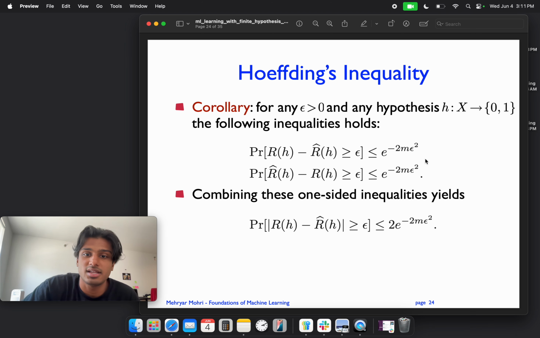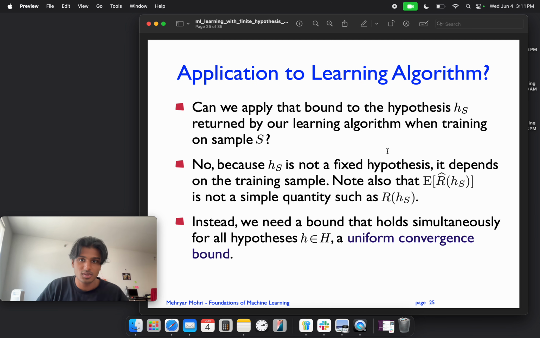And now you can see it's pretty easy. If we had the empirical error, then we can comment on the real risk based on Hoeffding's inequality. But how do we do that? The first question is, how do we apply it to the learning algorithm? Can we apply that bound to the hypothesis h_S returned by our learning algorithm when training on sample S? No, because h_S is not a fixed hypothesis. It depends on the training sample. If you change S to some other sample, your hypothesis can be completely different, and therefore its bounds could be completely different.